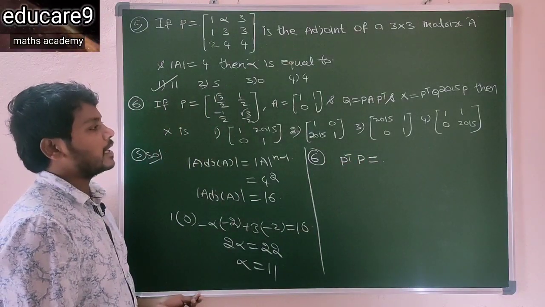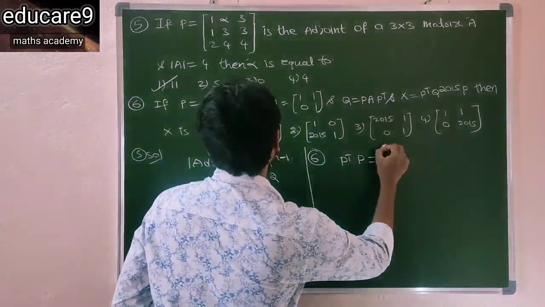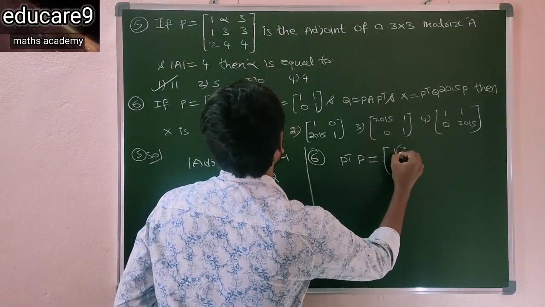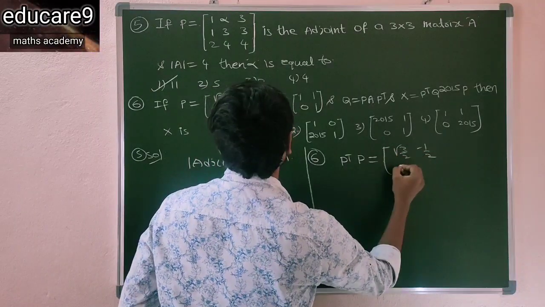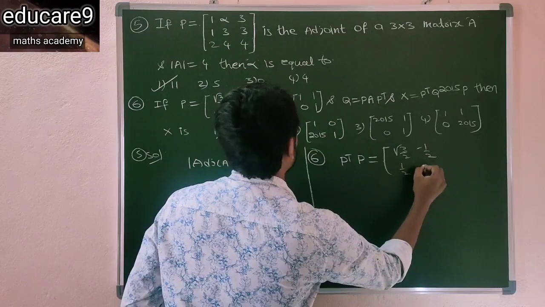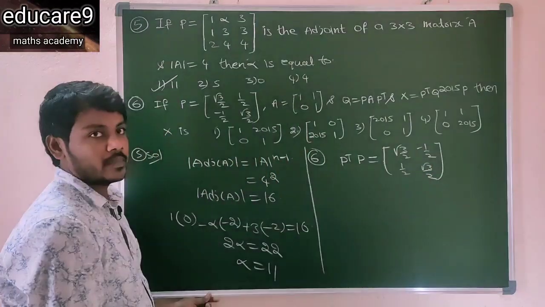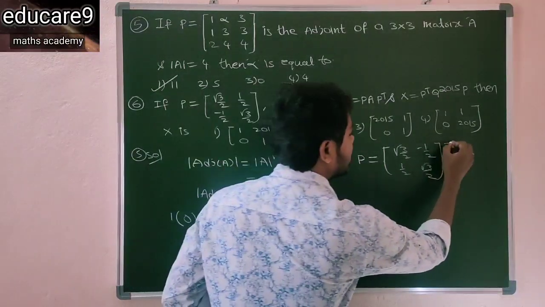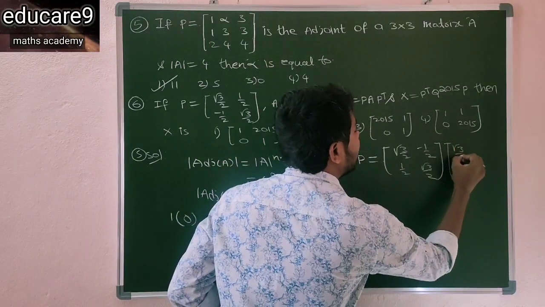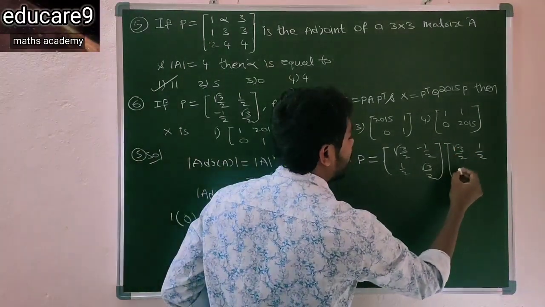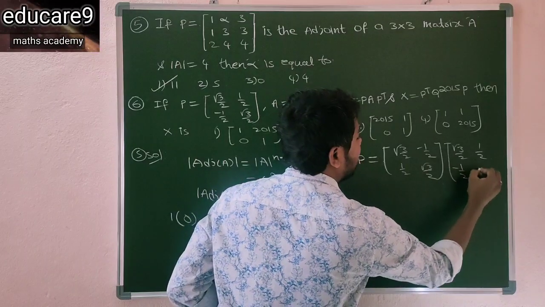See here what you get? P transpose is [root 3 by 2, minus 1 by 2; 1 by 2, root 3 by 2] into P. So P is what? [Root 3 by 2, 1 by 2; minus 1 by 2, root 3 by 2].